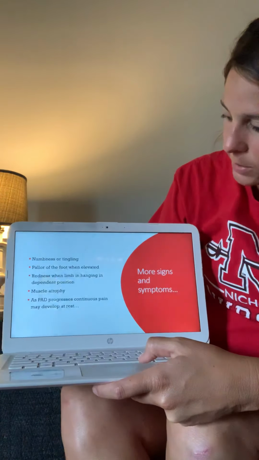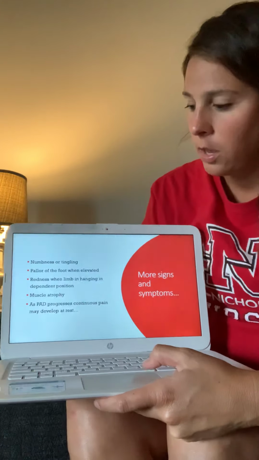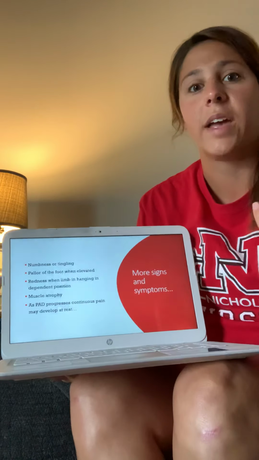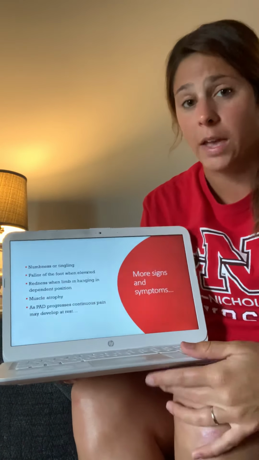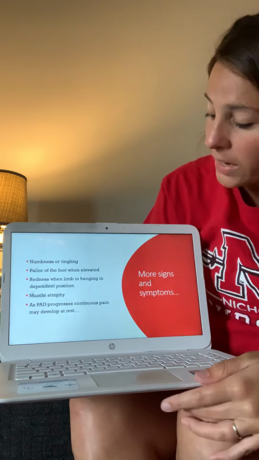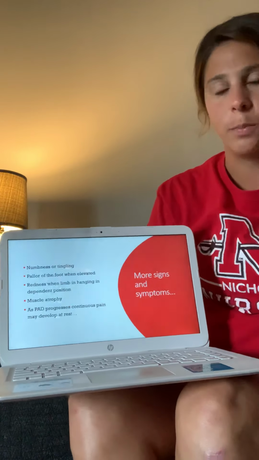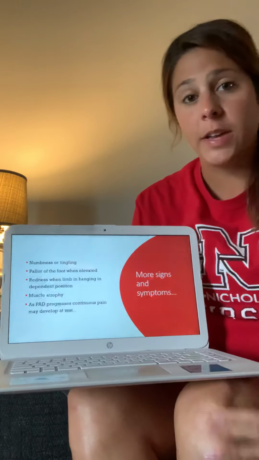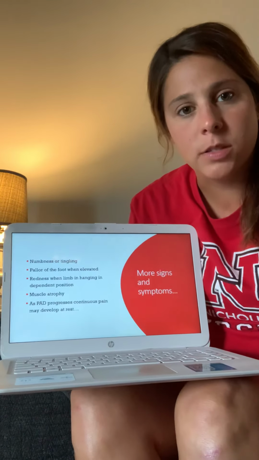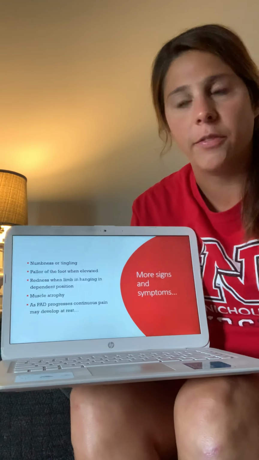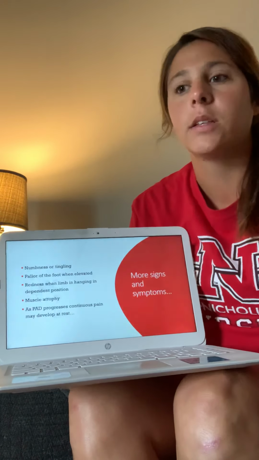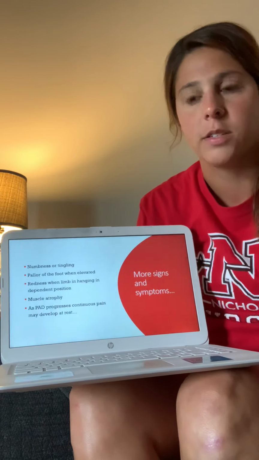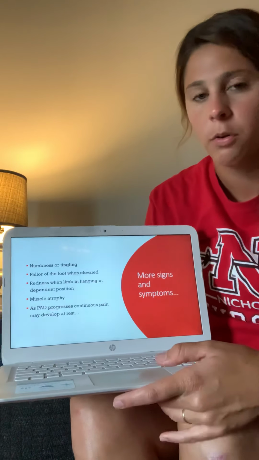Some more signs and symptoms would be numbness or tingling. If your leg is elevated, it could cause your feet and your legs to become pale. You could also have redness when your limb is just hanging because the blood can't go back up. Muscle atrophy is another one. One of my father-in-law's legs is half the size of the other one. Basically, it's just because there's no blood flow, so the muscle is becoming smaller. It's deteriorating because it doesn't have enough blood flow.